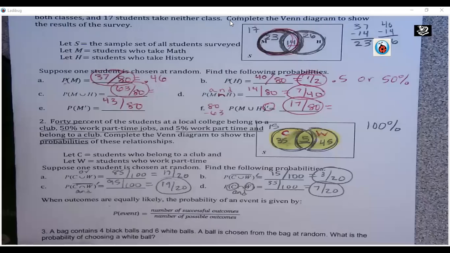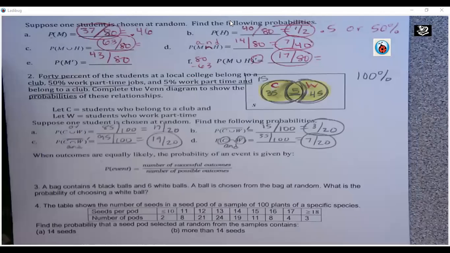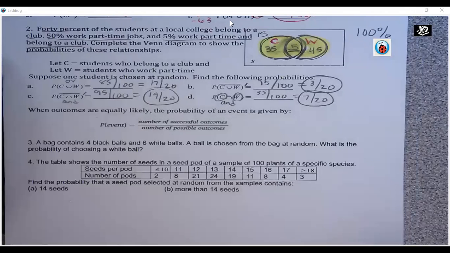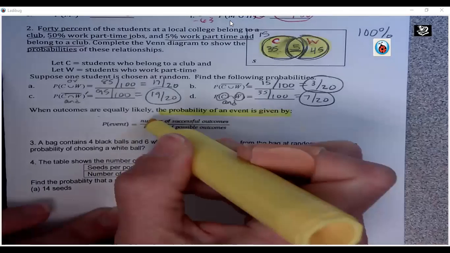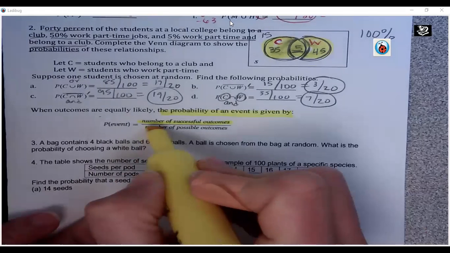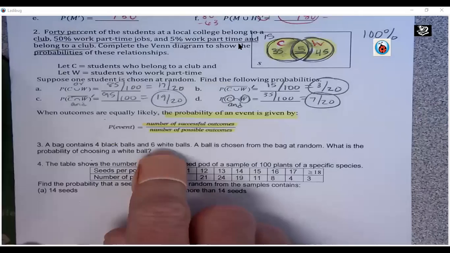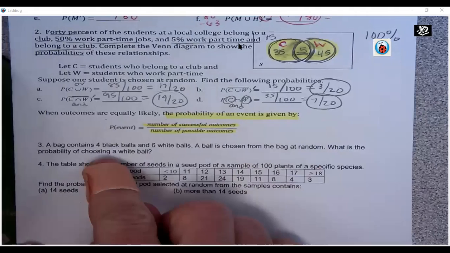Okay. All right. Now we're going to move away from Venn diagrams and just do some regular old probability. So the probability of an event is given by the number of successful outcomes, so what you're looking for, divided by the total, the number of possible outcomes. And that's what we were doing up here. Okay. A bag contains 4 black balls and 6 white balls. A ball is chosen from the bag at random. What is the probability of choosing a white ball?